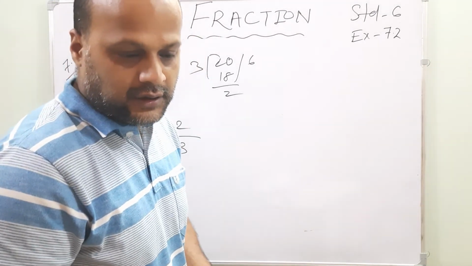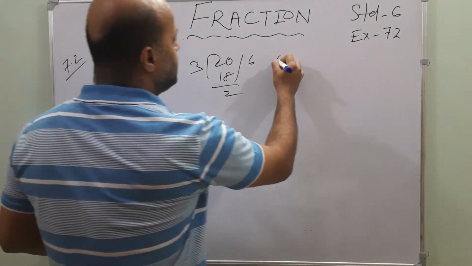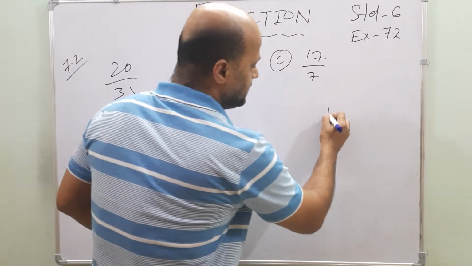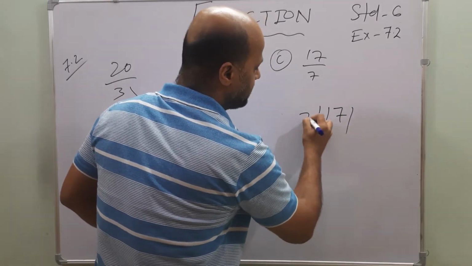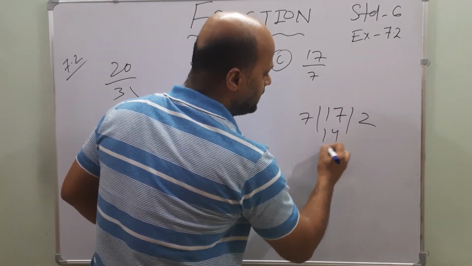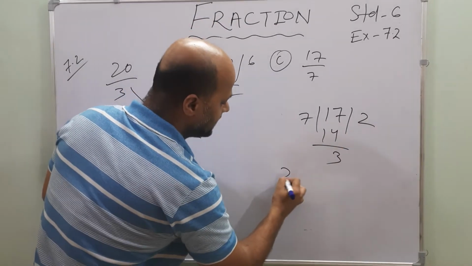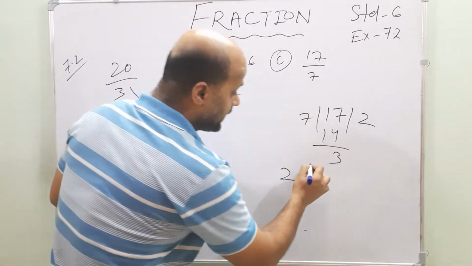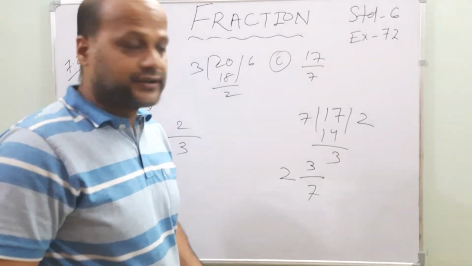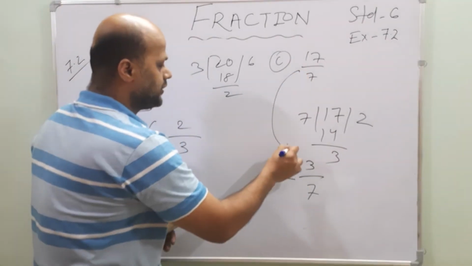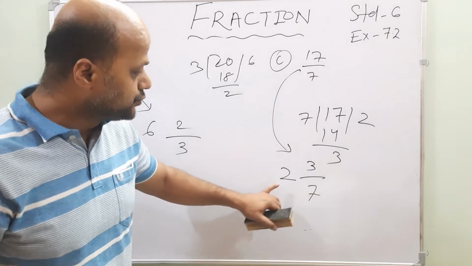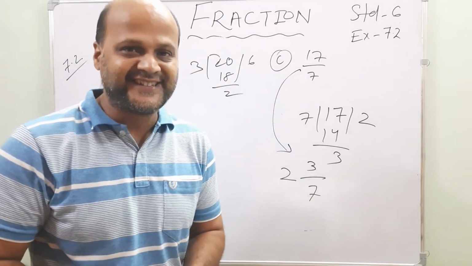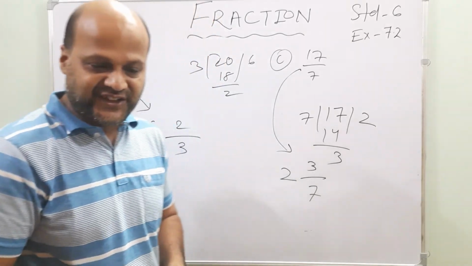Let's go to C. C is saying 17 by 7. Again, 17 divided by 7. 7 twos are 14, remainder 3. The whole number is 2, write it here. The denominator will be 7, and the remainder will be in the numerator. So 17 by 7 is equal to 2 whole 3 by 7 is the answer. Okay? How easy is it? Yes or no? Let's go to another one.